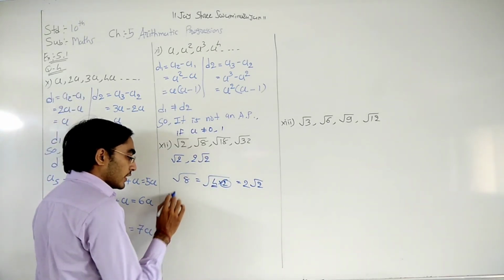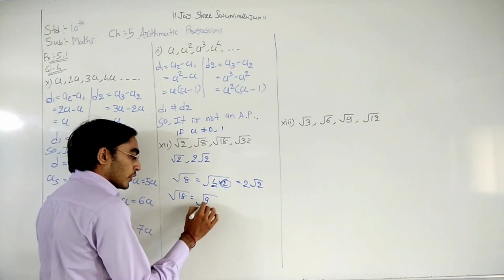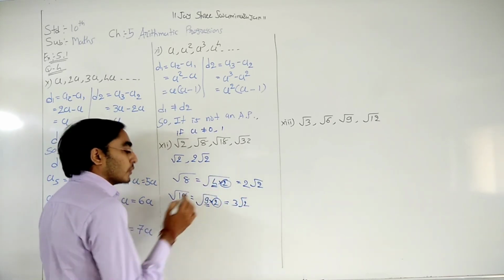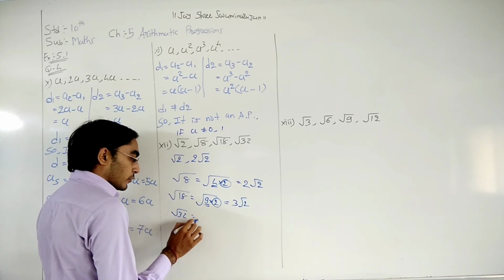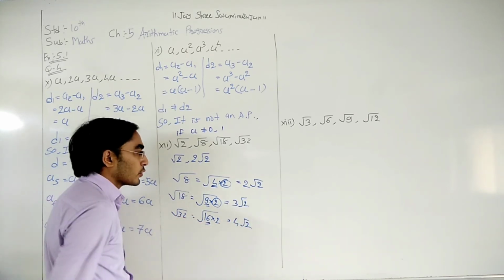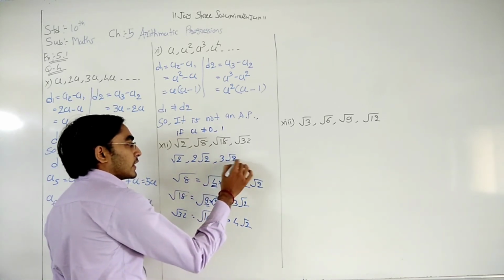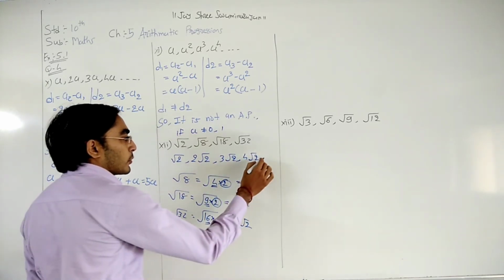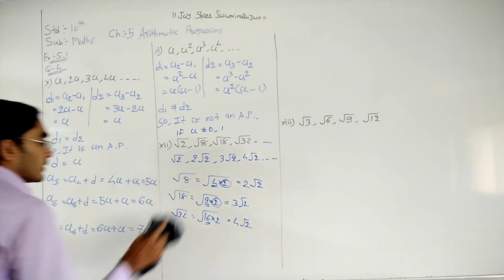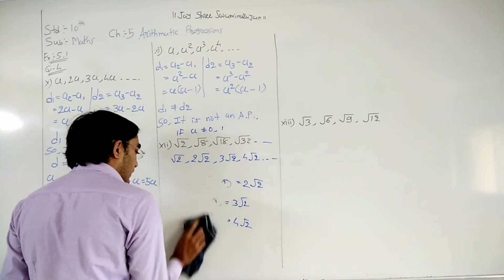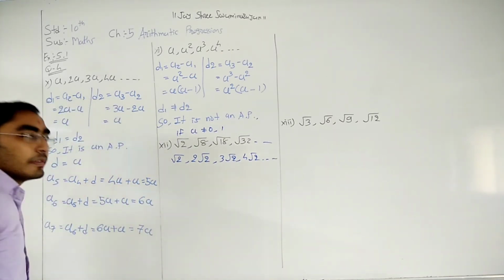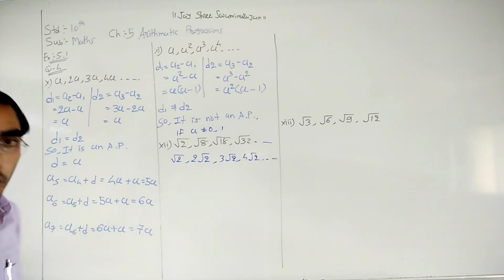In a similar way, under root 18 is 9 into 2, and the square root of 9 is 3, so 3 under root 2. For 32, it is 16 into 2, so the square root of 16 is 4, giving 4 under root 2. So here we have 2 under root 2, 3 under root 2 and 4 under root 2, and so on. Here too we need to check the common difference D. After that we can decide whether this is an AP or not.